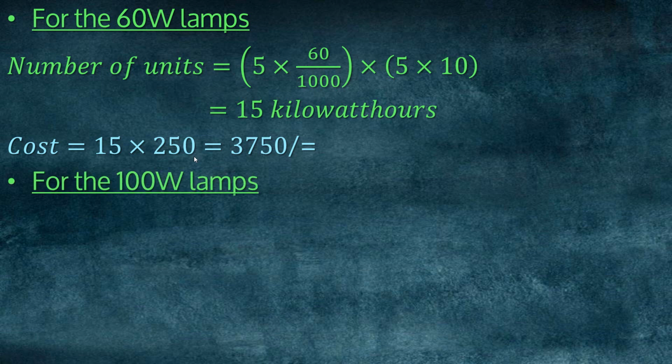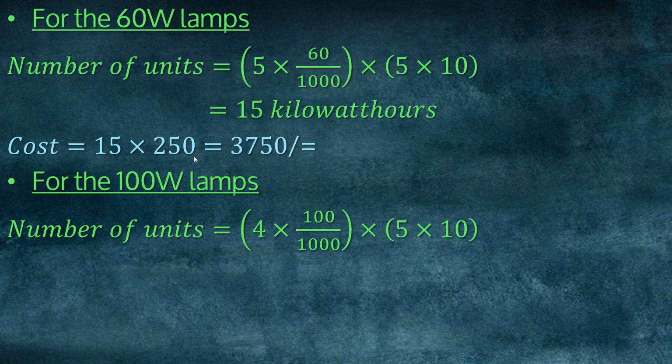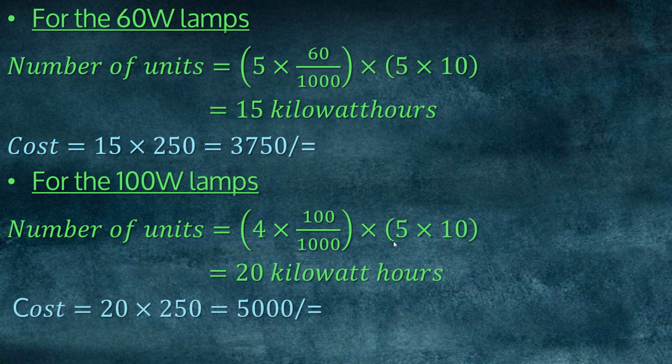So for the 100 watts lamps, the number of units will be equal to, remember there were 4, and each one was rated 100 watts. So convert the 100 watts to kilowatts by dividing by 1000. Then times the 4, because there are 4 lamps. This is the total power in kilowatts. Then times the number of hours, for the 10 days, each day they are working for 5 hours. So you end up with 20 kilowatt hours, or 20 units. And here also the cost is going to be 20 times 250, which gives us 5,000 shillings.